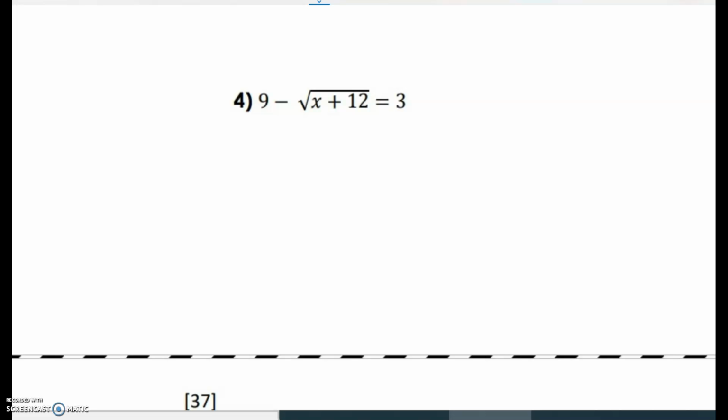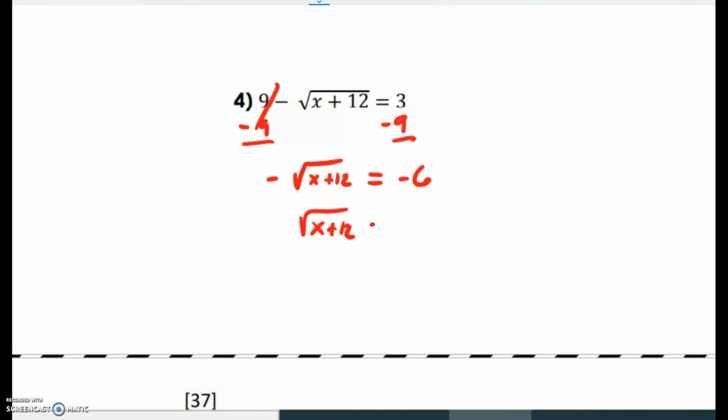So number 4, the radical is not isolated. Let's take care of that first. Subtract the 9. We're left with a negative square root of x plus 12. On the other side, we now have -6. Now I see a negative in front of my radical. That's just a multiplier, so let's get rid of that by dividing both sides by -1, and we have the square root of x plus 12 is equal to 6. The radical is now isolated.